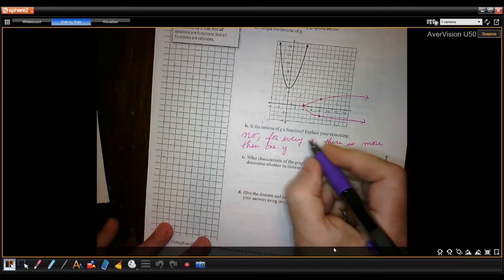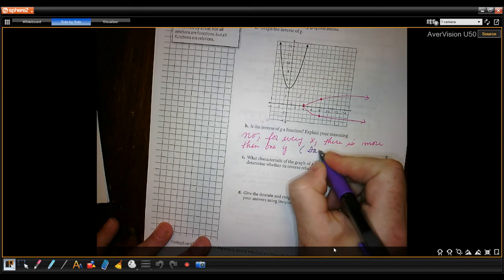Most of you are probably going to say, oh, it's not a function because it fails the vertical line test. Okay, so this is my expectation of you. Failing the vertical line test is just a test. It doesn't tell you why it's not a function. A good reason to say why this is not a function is because for every x, there is more than one y. That's why it's not a function.